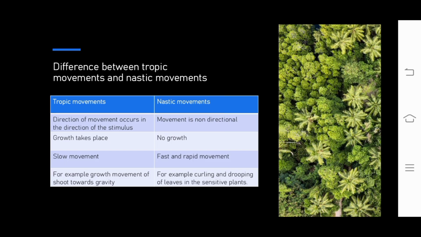We will see the difference between the tropic movements and the nastic movements. The first difference is direction of movement. Tropic movement occurs in the direction of stimulus. In nastic, it is non-directional. In tropic, growth takes place. In nastic, no growth. Tropic is a slow movement. Nastic is a fast and rapid movement. Examples: growth movement of shoot towards gravity. An example of nastic is curling and drooping of leaves in the sensitive plant. So, this is how the difference is.